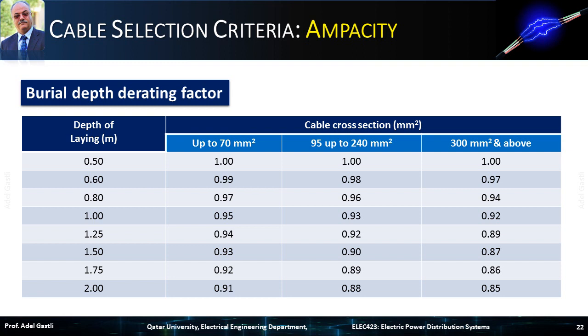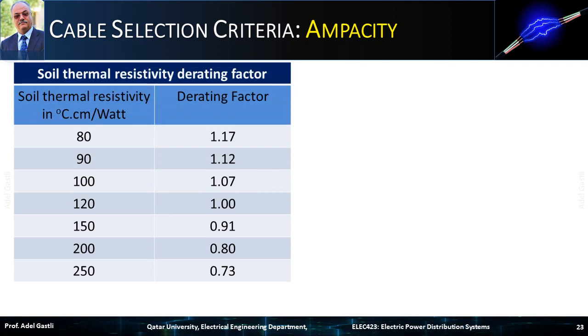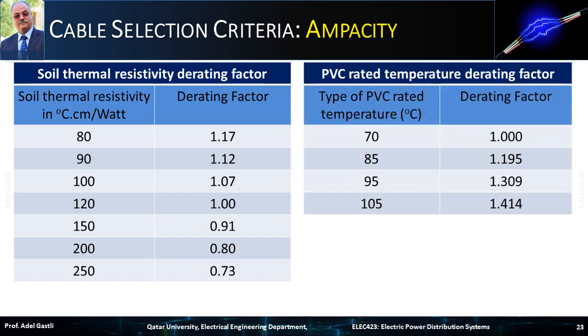This table shows the derating factor based on burial depths for different conductor cross-section areas. Notice that, the deeper the cable is buried, the smaller is the derating factor, which means that the resulting final ampacity, based on which the cable should be selected, should be increased. This table shows examples of derating factor based on soil thermal resistivity. And this table shows examples of derating factors based on PVC rated temperature.